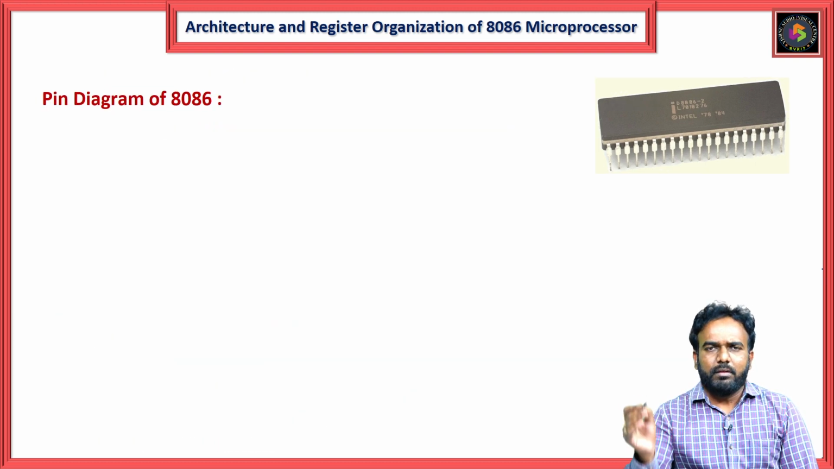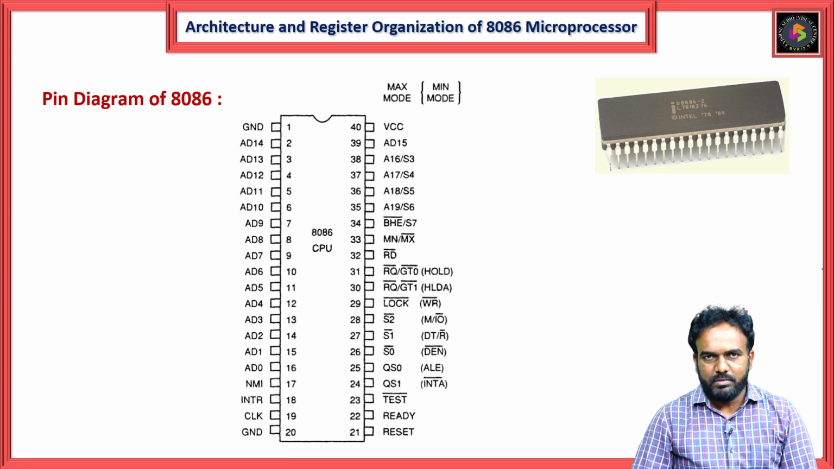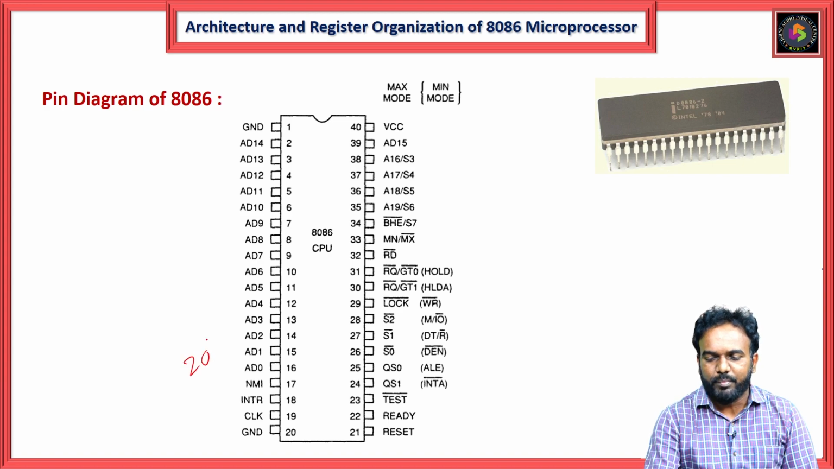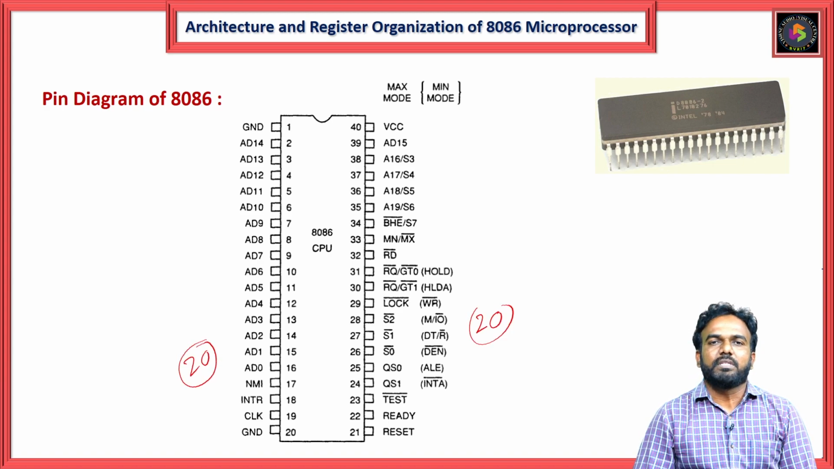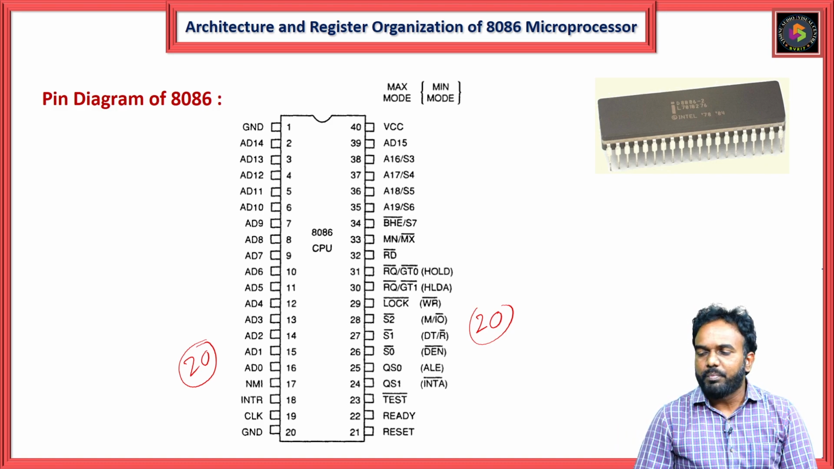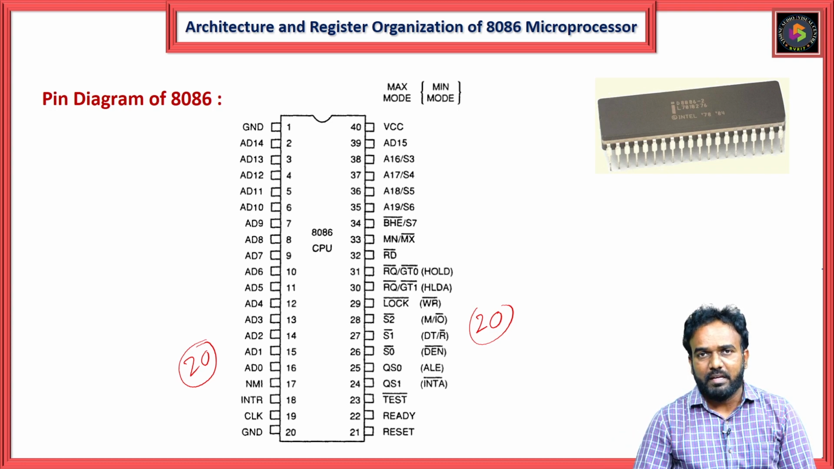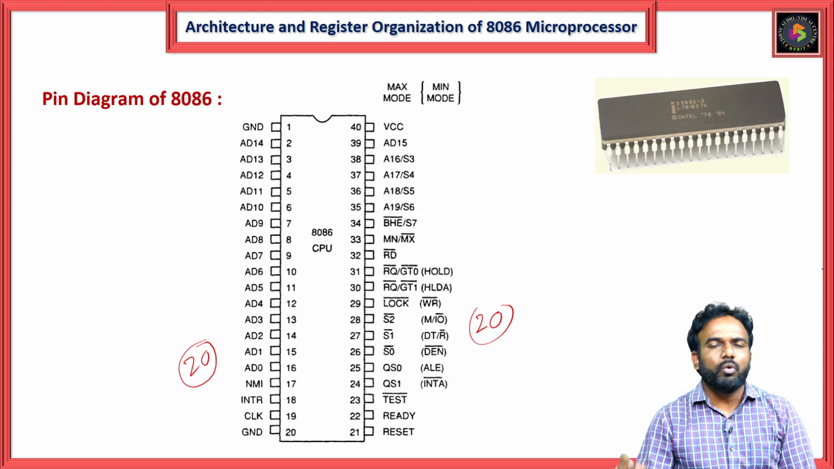Coming to the pin diagram of the 8086 microprocessor, I already told you it contains 40 pins. This image shows the 40 pins of the 8086 microprocessor. One side has 20 pins and the other side has 20 pins. In these 40 pins, some pins are power supply and ground lines, some pins are address lines, some pins are data lines, and some pins are control pins. Here we are not going to talk about this pin diagram. Our focus should be on the architecture and register organization of the 8086 microprocessor. In the next topic, we are going to cover the pin diagram, that means the function of each pin.